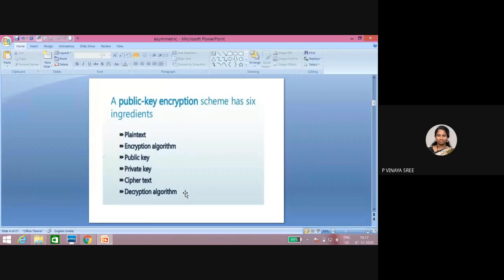Okay, so these are the things that everyone has to know. What are those six components in public key encryption? Everyone knows what a plain text is. Plain text is the actual message that the sender will send to the receiver, like hi, hello, how are you. So this is your plain text. To convert this plain text, we are using encryption algorithms.